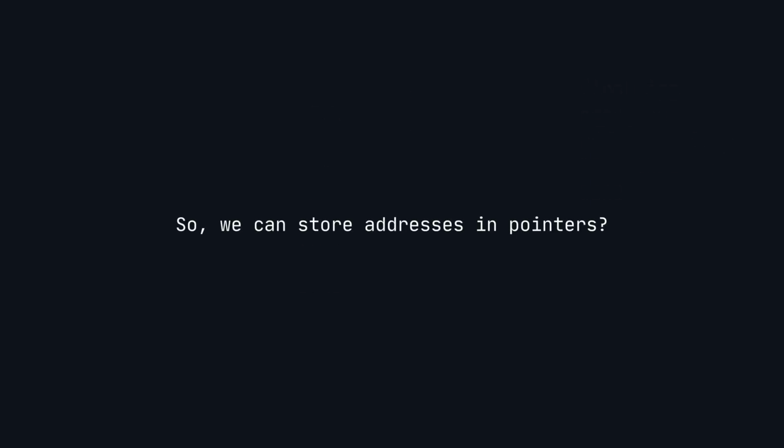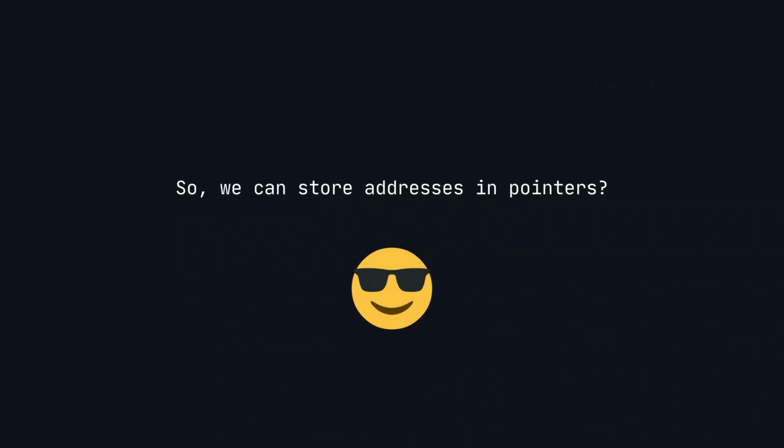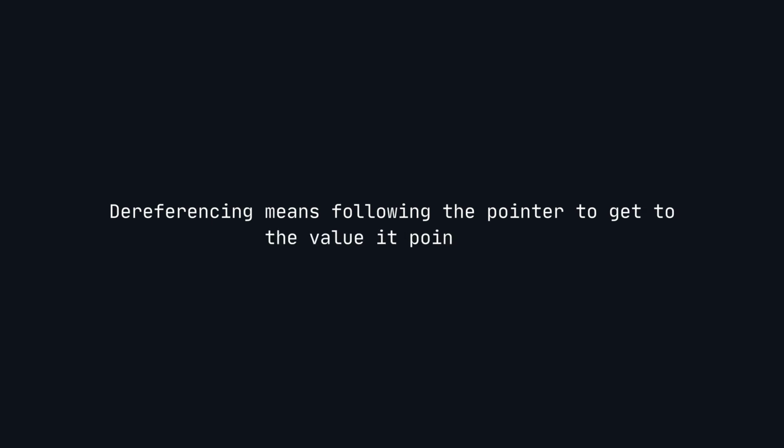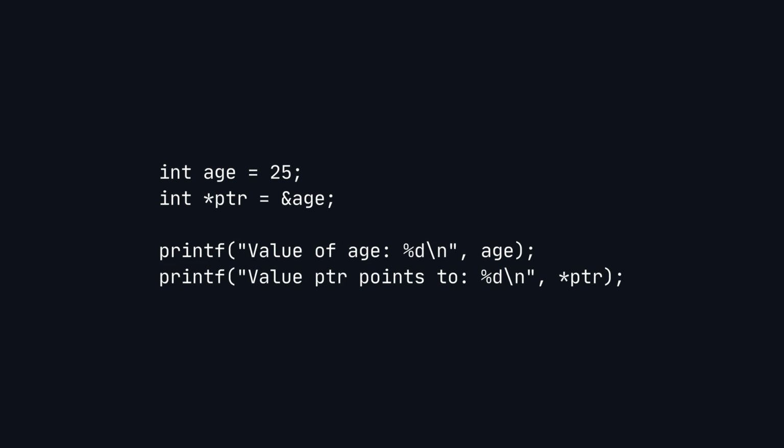Okay, so we can store addresses in pointers. Cool, but how do we actually use them to get to the data? This is where dereferencing comes in, and this is crucial to understand. Dereferencing means following the pointer to get to the value it points to. It's like following that address on the piece of paper to actually visit Sarah's house. In C, you dereference a pointer using the asterisk operator. Yeah, I know, the asterisk does double duty. It declares a pointer and it dereferences a pointer.